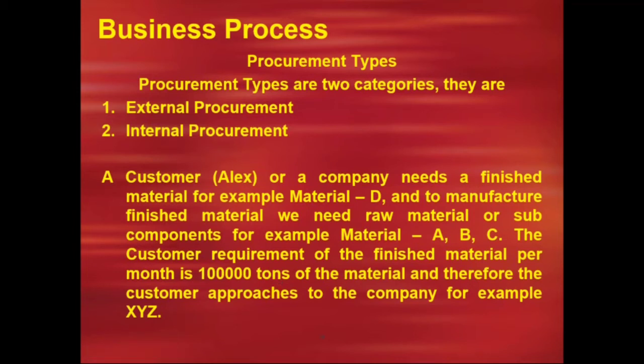The result of this material D will happen only when the company has the stocks of the subcomponents or raw materials A, B, C. If any of these material stocks are not available, we cannot get the resultant material. Therefore, this customer will approach a company, let us say, for example, XYZ Private Limited. Okay. So customer and company.